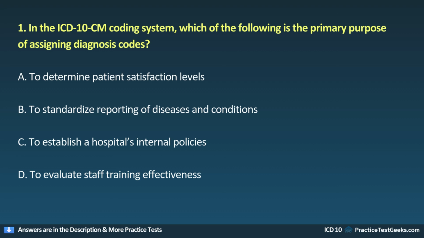1. In the ICD-10-CM coding system, which of the following is the primary purpose of assigning diagnosis codes? A. To determine patient satisfaction levels. B. To standardize reporting of diseases and conditions. C. To establish a hospital's internal policies. D. To evaluate staff training effectiveness.